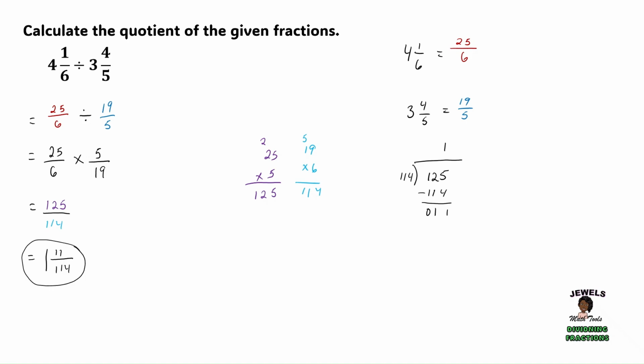Okay, so there you have it. We just divided two mixed fractions by converting them into their improper fraction form, multiplying our fractions, and then, of course, simplifying it by converting it back into its mixed fraction form.